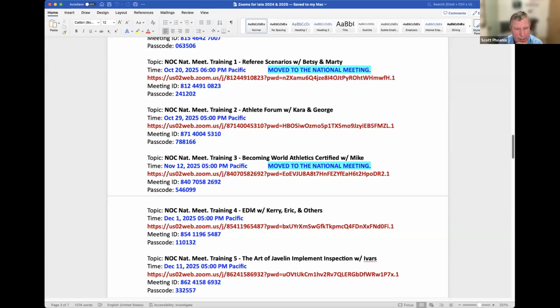We have EDM with some very wonderful individuals coming up. This will be on the 1st of December. That is just before the national meeting. The meeting is on the 5th and 6th of December. And then on December 11th, we will have the Art of Javelin Implement Inspection with Ivars Ekströms. You will enjoy that very much.